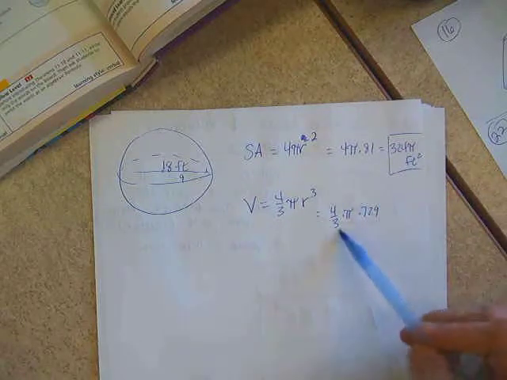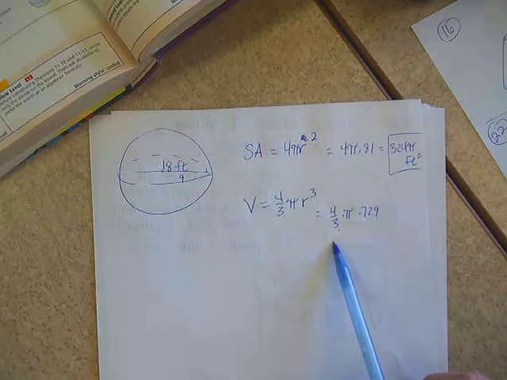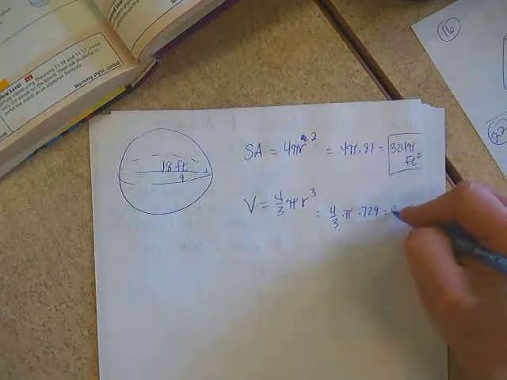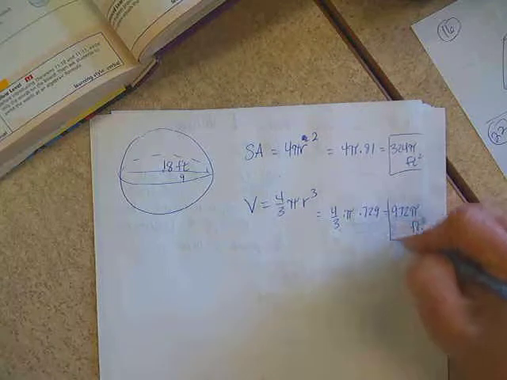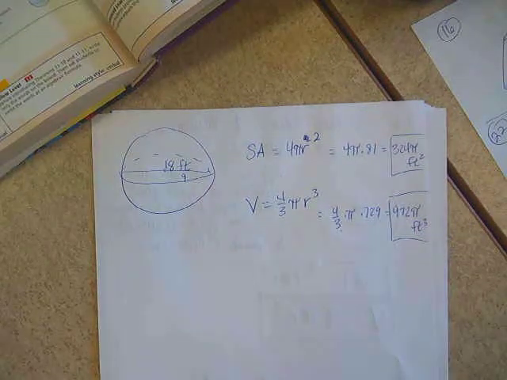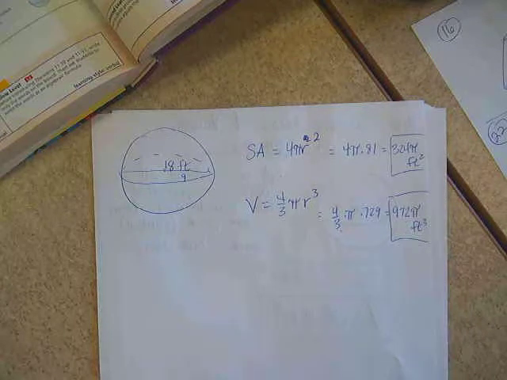Okay, for the volume, we'd have 4/3 times pi. 9 cubed is 729. And 9 cubed, of course, is divisible by 3, so this comes out nice. 729 times 4 divided by 3 is 972 pi cubic feet for volume. Okay. That's just calculating the surface area and the volume.